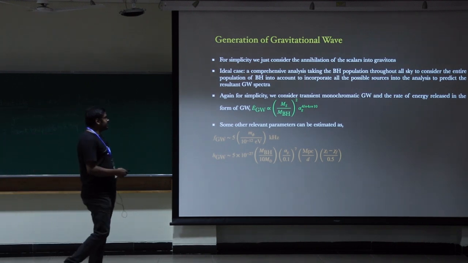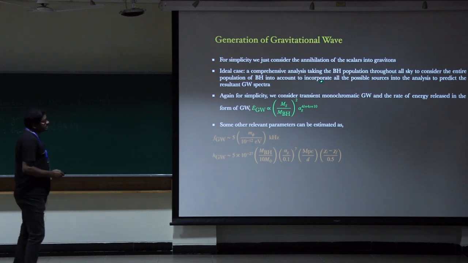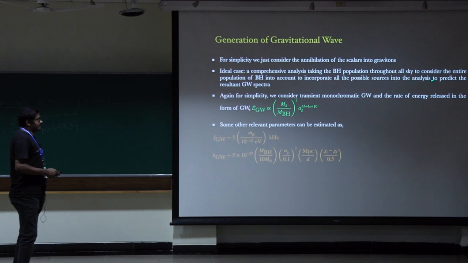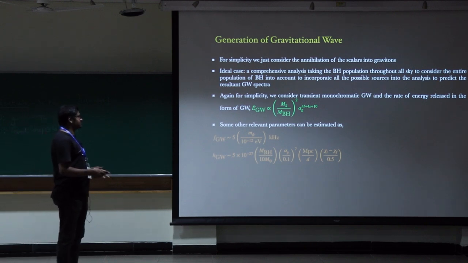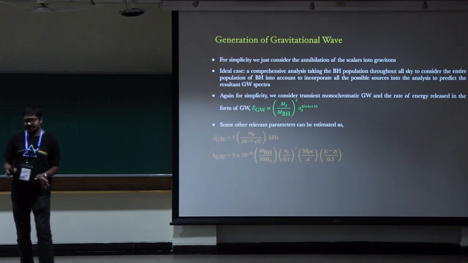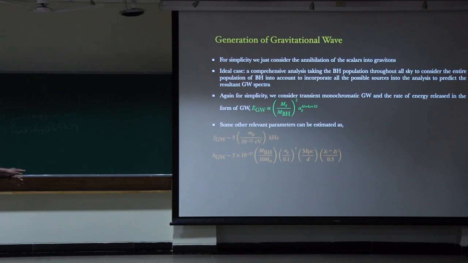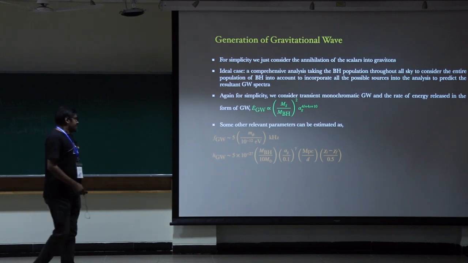Obviously, the ideal case would have been a comprehensive analysis taking into account the whole black hole population throughout the all sky, and incorporating all possible sources into the analysis to predict the resultant gravitational wave spectrum. But here we are not doing that, at least not here.